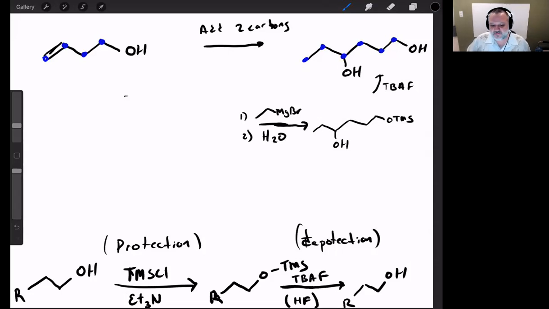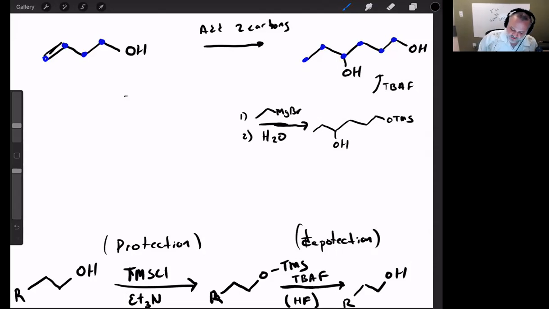Now, the next thing we have to do is think about what functional groups Grignard reacts with. Well, Grignard reacts with a carbonyl group. And so where was the carbonyl? The carbonyl was in the location where the OH is.